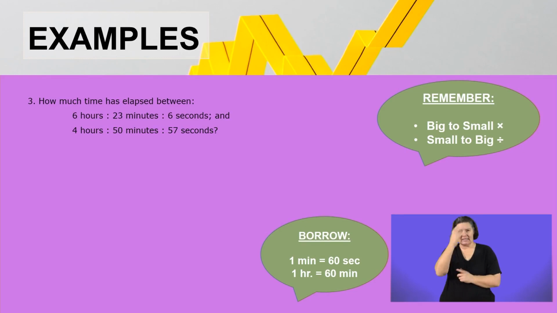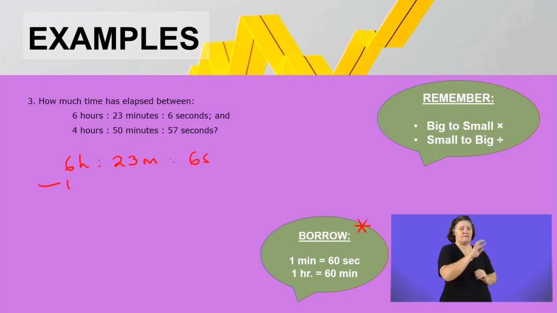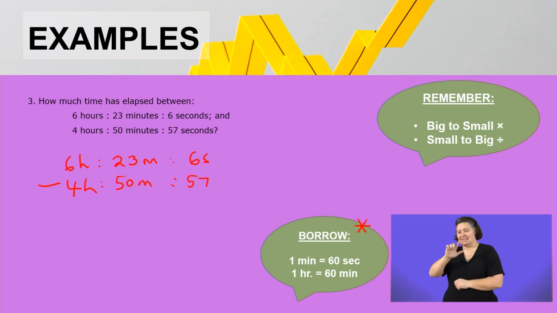So I have a little note right here for you. It says when we borrow, 1 minute becomes 60 seconds. If I borrow 1 hour, for example, it becomes 60 minutes. Okay, so let's quickly put this into practice. So 6 hours, 23 minutes, and 6 seconds. Right, I'm going to write it like that. Minus times elapsed, so it's 4 hours, 50 minutes, and then 57 seconds. Right, let's put it like that.